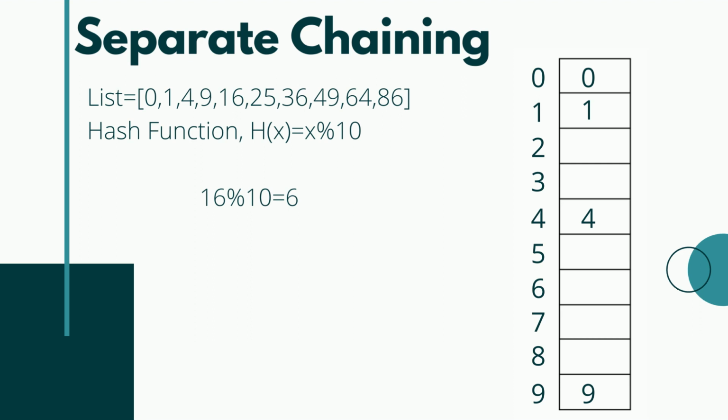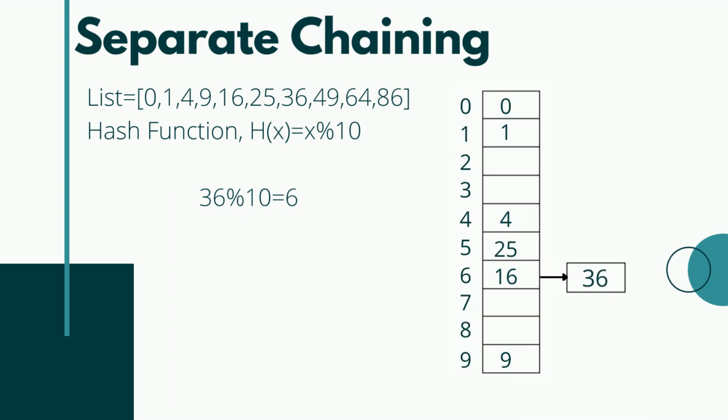16 mod 10 is 6. So at index 6, put value 16. 25 mod 10 is 5. So at index 5, put value 25. Now, 36 mod 10 is 6, which is a case of collision since we have already put 16 at index 6. So, we create a slot and link it to the slot with the same hash value. Hence, link the slot with key 16 to a slot with key 36.